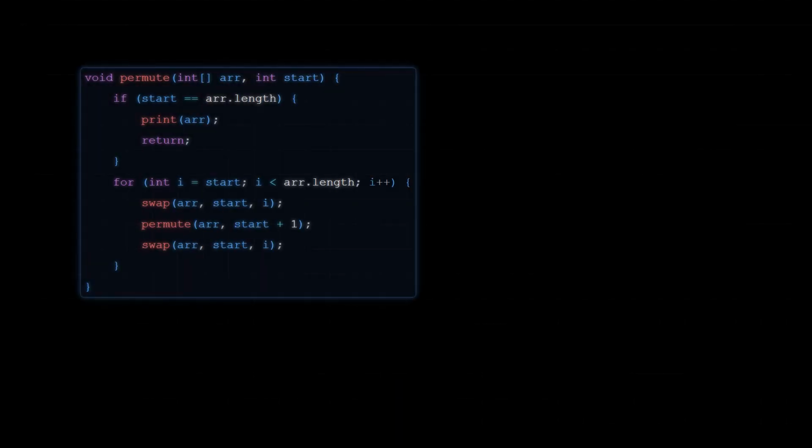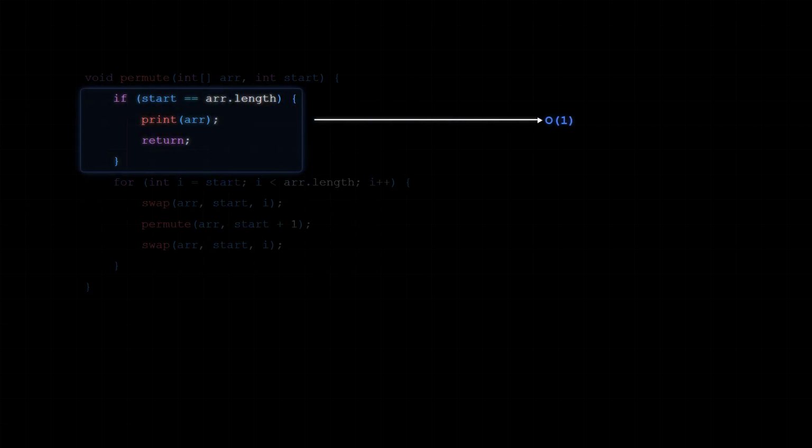Here is the question. If the array has n items, how many total steps does this function take? We go level by level, write down the count at each level, then multiply everything together at the end. First, find the work unit. When start equals arr.length, every slot is filled, print and return. O of 1. The big question is, how many times is this leaf reached?